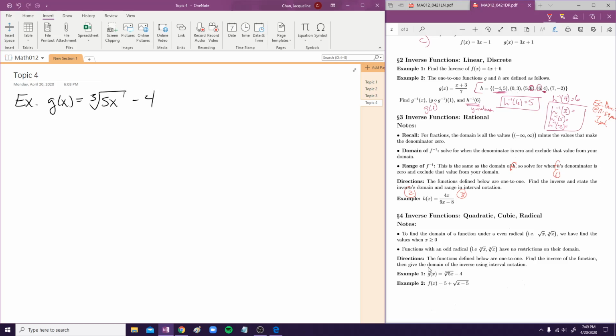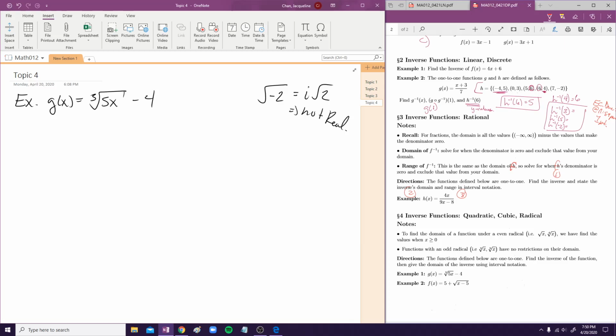When you find the domain of a function under a radical, we have to find the values where x is greater than or equal to 0, because if it's negative under the radical, then we're not given a real number. Like if I ask you what is the square root of -2, we're calling this i square root of 2, but this is not real. And when we talk about domain and range, they have to be real numbers.